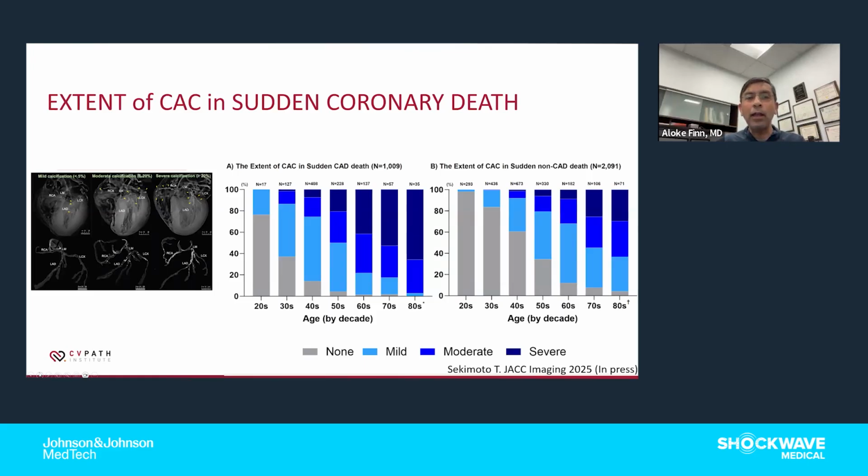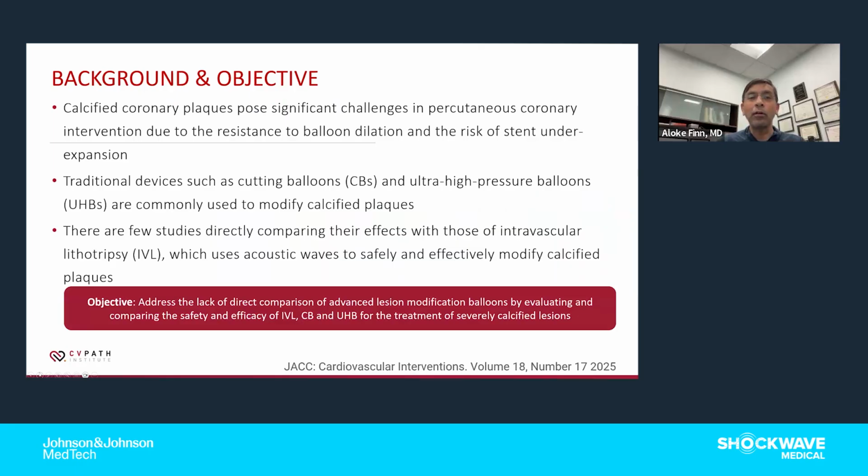Calcium obviously is highly encountered in sudden coronary death. This is a paper we recently published where we graded calcium extent in sudden coronary death victims and those who died of a non-CAD death. As you can expect, as you get into the 60s, 70s, and 80s, the extent of calcium was severe in a fair number of cases. By the 80s, over 65% of those patients had severe calcification. So just to show you, people with coronary artery disease who age get a lot of calcium in their coronary arteries. So what was the background and objective of our study?